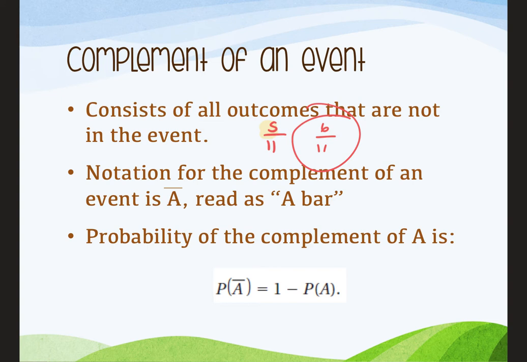So the notation for it is like this, and that's A bar. It's literally read as A bar. So to find the complement of A, A bar would be 1 minus A. So A bar is the complement. It would be 1 minus whatever the probability is that you're looking for, okay?